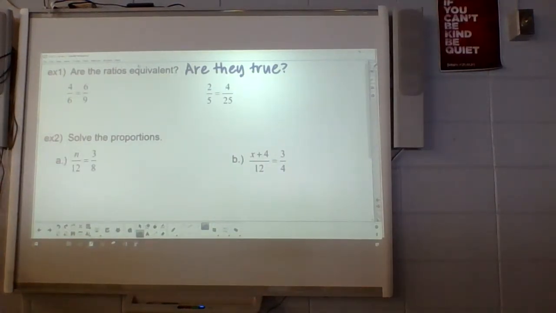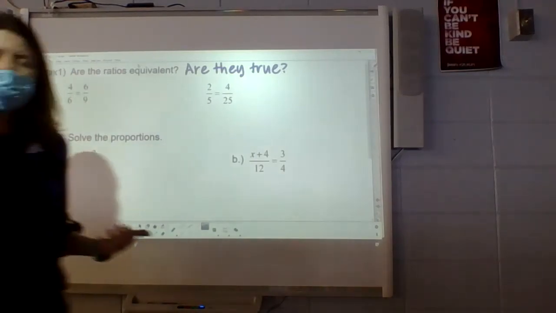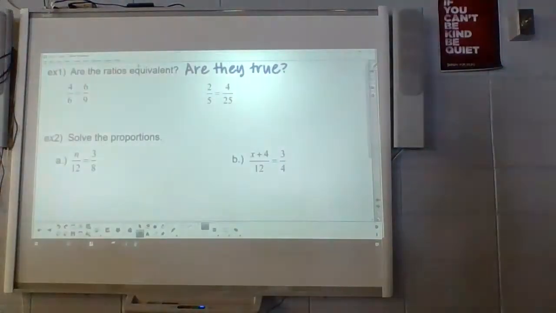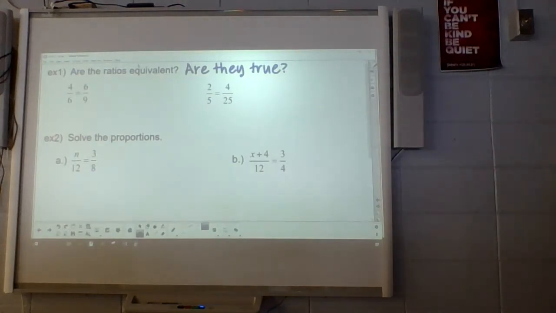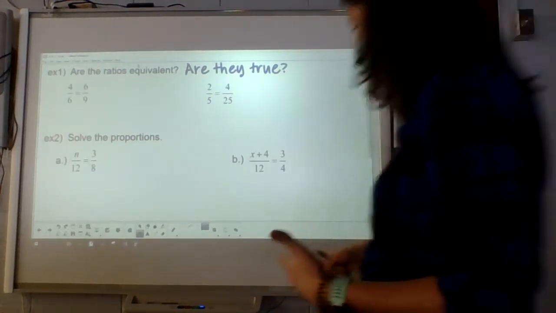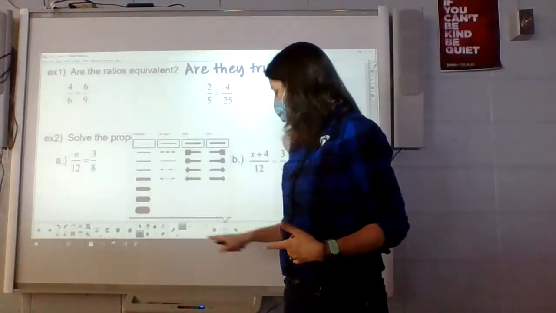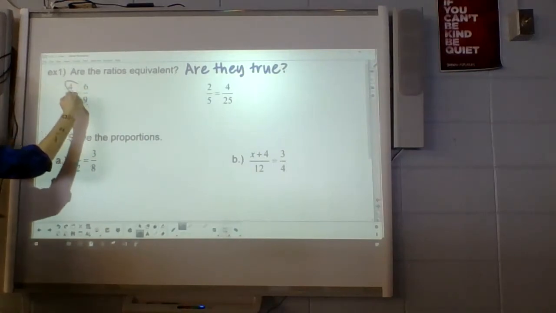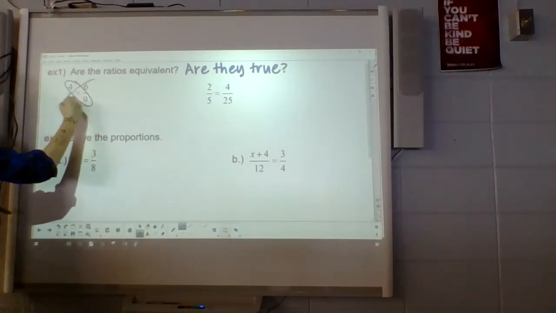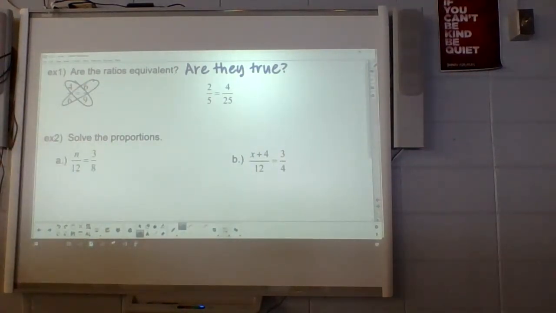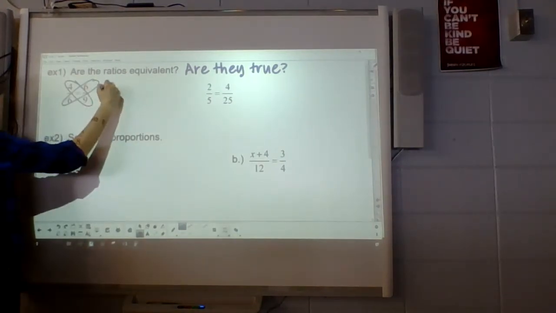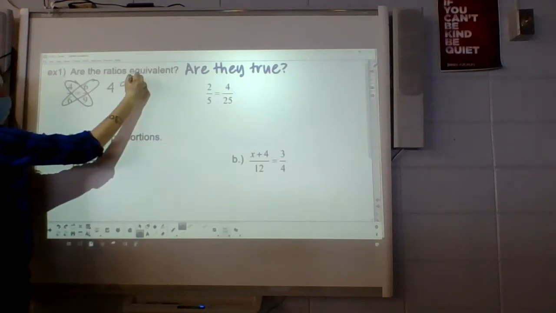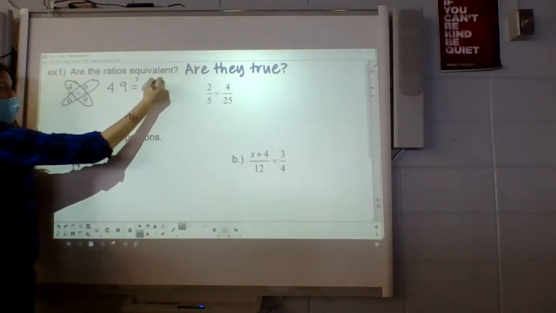But what we can do, maybe a little bit easier, because 4 divided by 6 in my head, I know what that is just because I do math all the time, but that might not be a fraction you know the decimal equivalent for. So what we can do instead is check the cross products. So we can check what happens if I multiply 4 times 9. Does it equal, it's a question, 6 times 6?